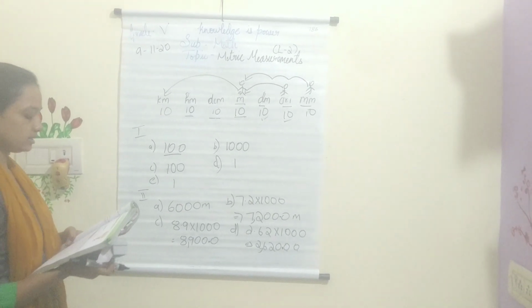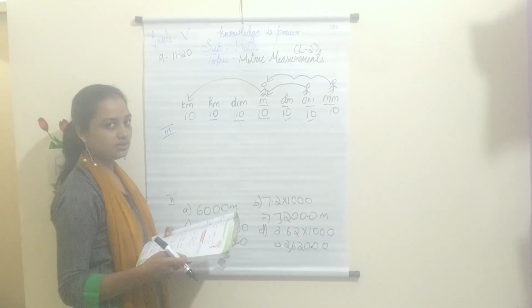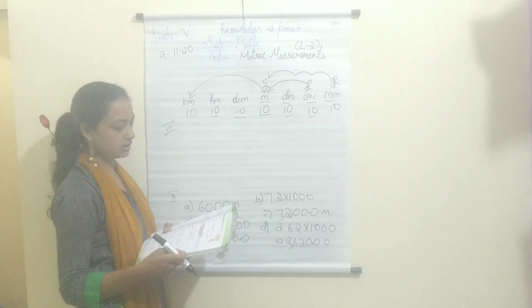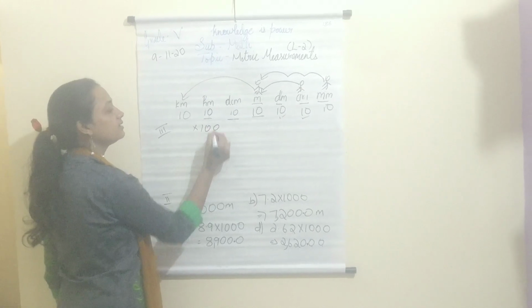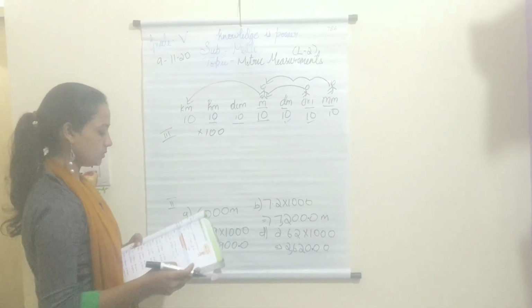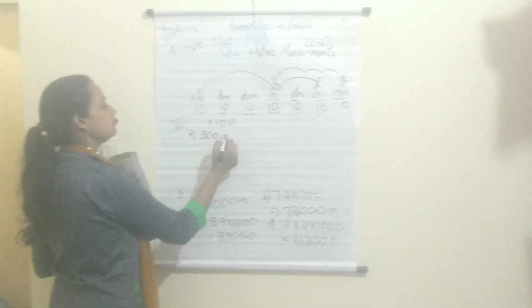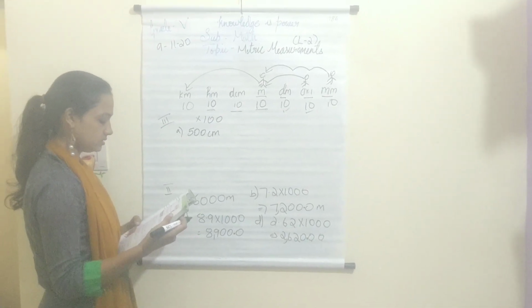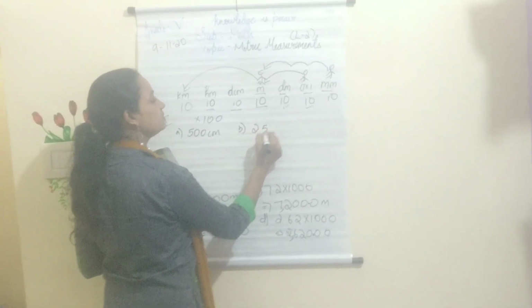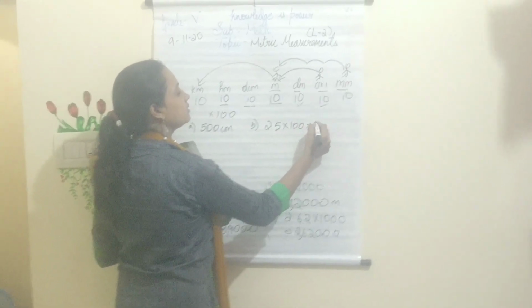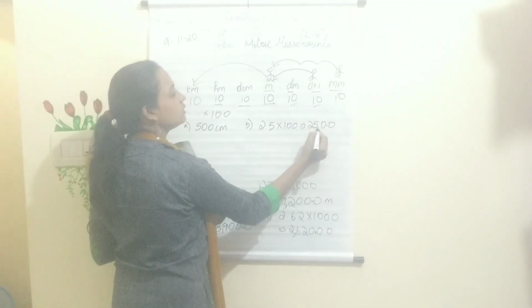Now come for the third one. Convert meters into centimeters. Meter to centimeter, so you have to multiply it with 100. So let's write the answer for the first one. 5 into 100 is 500 centimeters. Second one, 2.5. 2.5 into 100 will be 25, 2 zeros. After one number, decimal. So 250 centimeters.